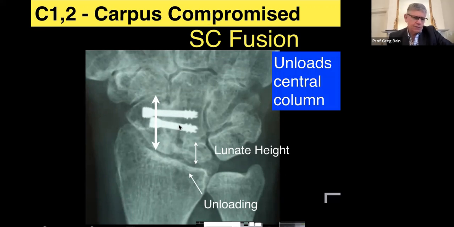The reason, in my opinion, to perform a scaphocapitate fusion instead of an STT joint fusion is that it tends to load up through the central column and through the radial column. So it comes up through the scaphoid, through to the capitate and STT joint. And I think that's better than having all the forces just go through the radial column.